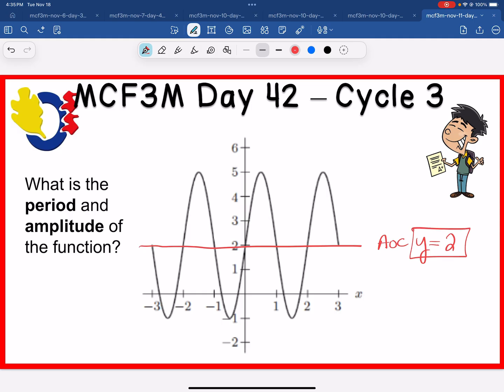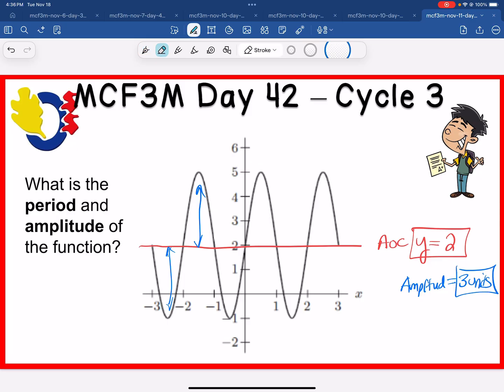So that's at y equals 2. Okay, so then I need to figure out the amplitude. From the axis of curve to either the maximum or from the axis of curve to the minimum, that is, let's see, 1, 2, 3 units. So the amplitude equals 3 units. I think I said the right thing, but I wrote the wrong thing. So the amplitude equals 3 units.